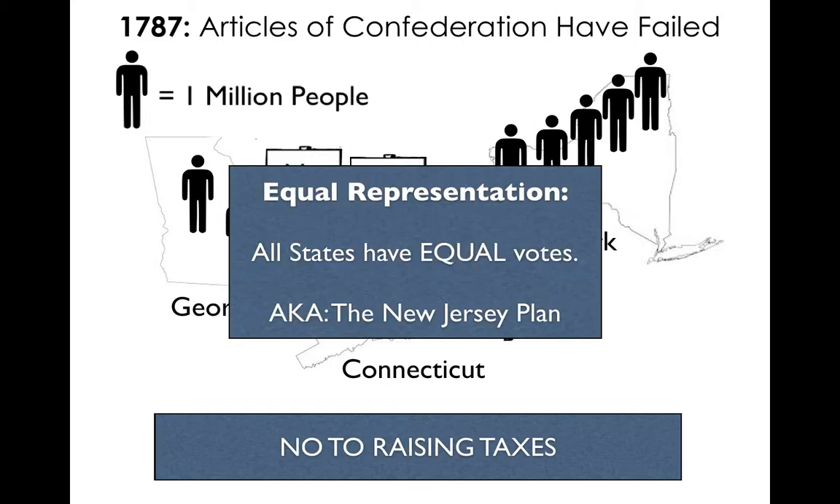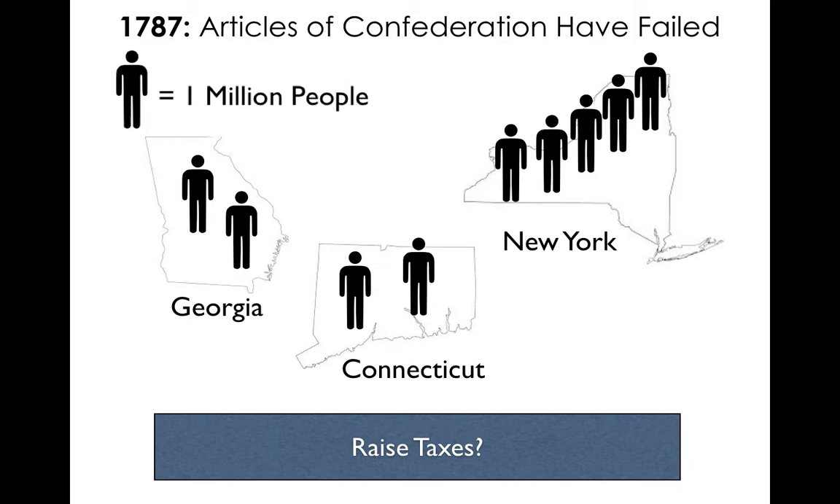Okay, just to repeat myself, equal representation would say that one state, one vote, right? That was actually the New Jersey plan. Pardon my mix-up, which we already talked about, right? All states have equal votes. The New Jersey plan would basically say one state, one vote.